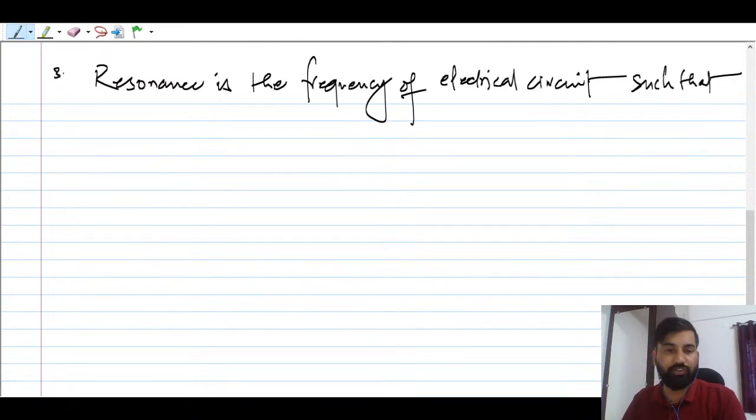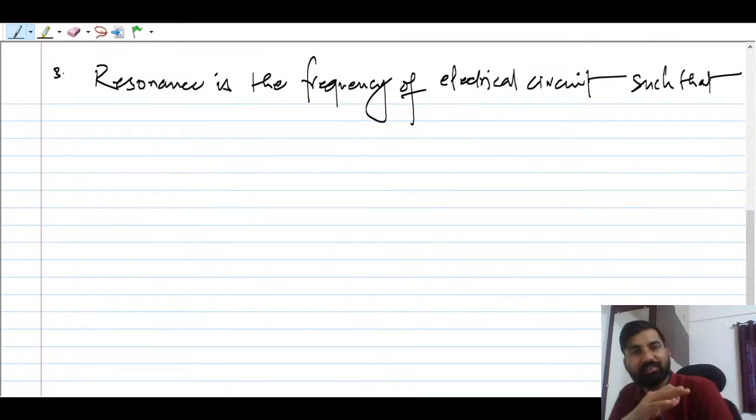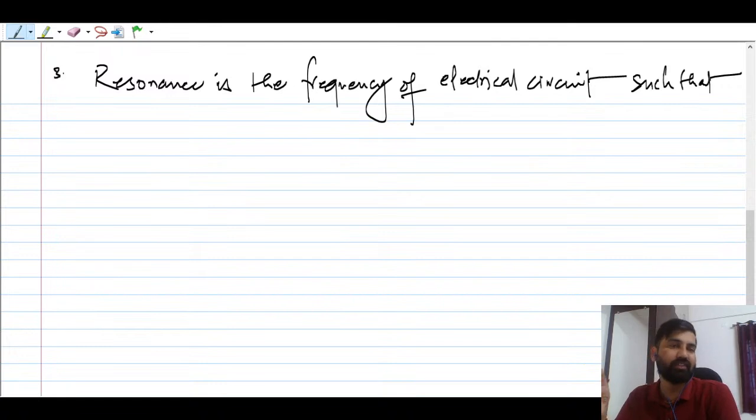If you want to have resonance, keep in mind there should be an inductor, a capacitor, and a resistor. If resistance is not present and only inductor and capacitor are present, there will not be any resonance. To have resonance, you should have storing elements present in the circuit, along with the resistor. I hope this makes sense to you.